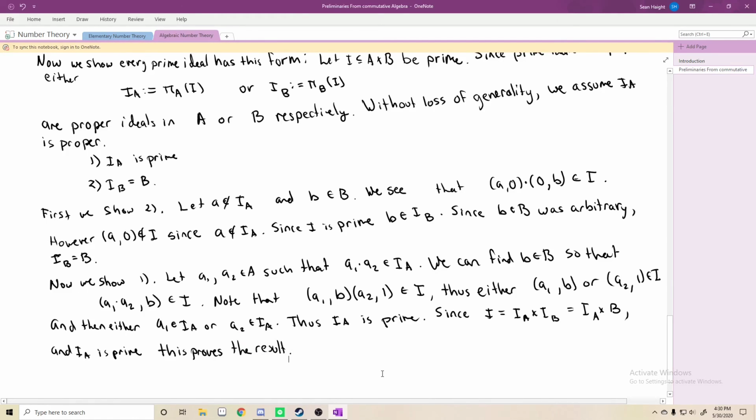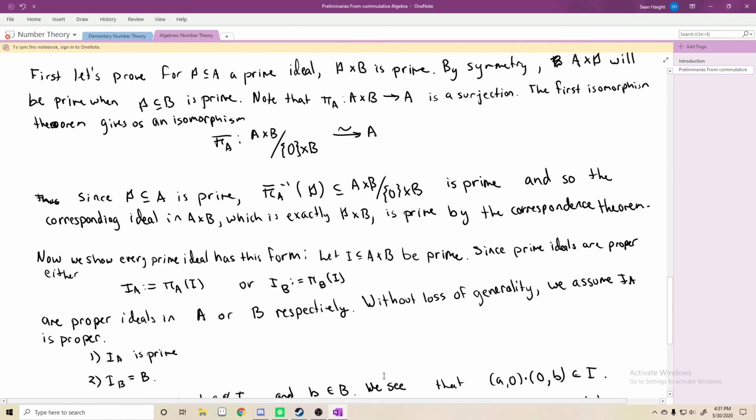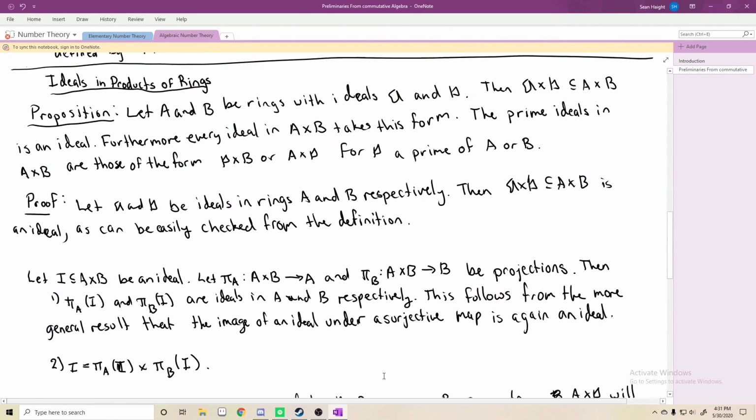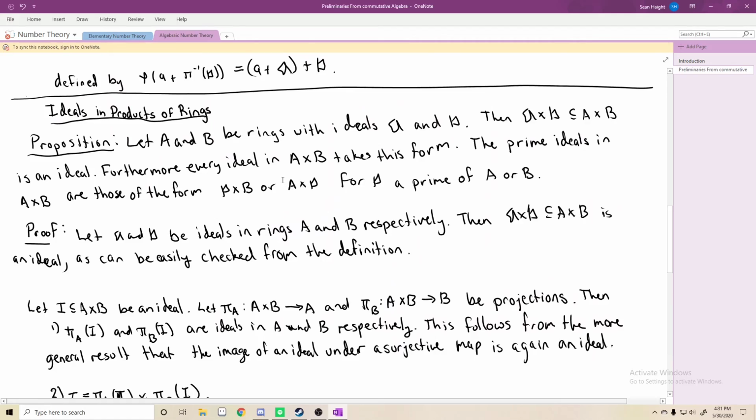So, just to summarize what we've done in this lecture, we've proven this proposition, which says that given two rings A and B, we've completely classified what ideals look like in the product in terms of ideals of each individual factor, as well as we've identified which of these ideals are prime.